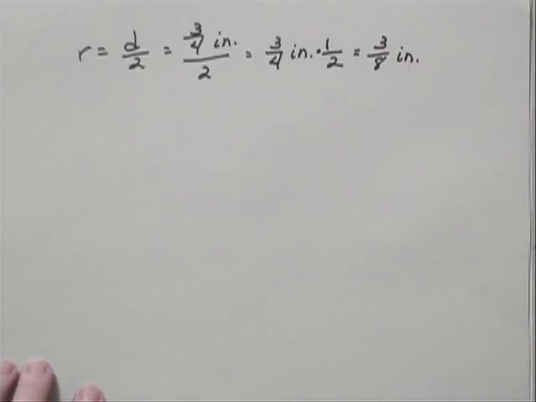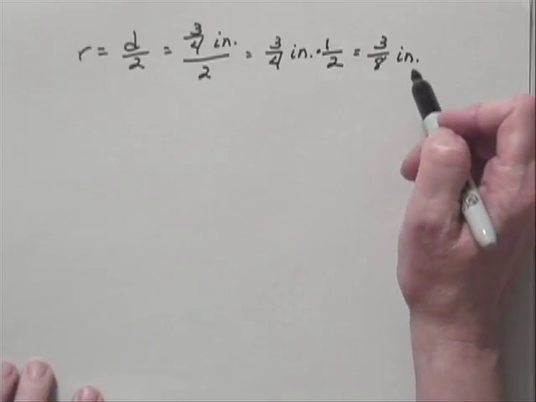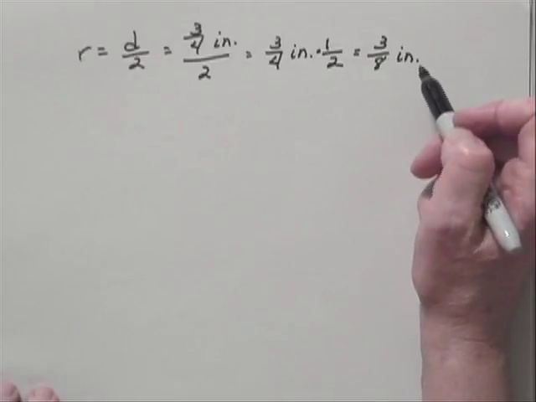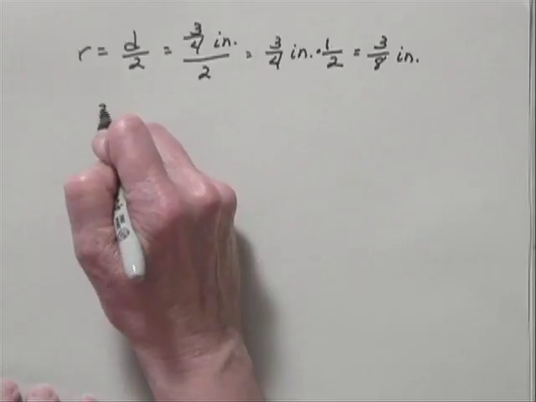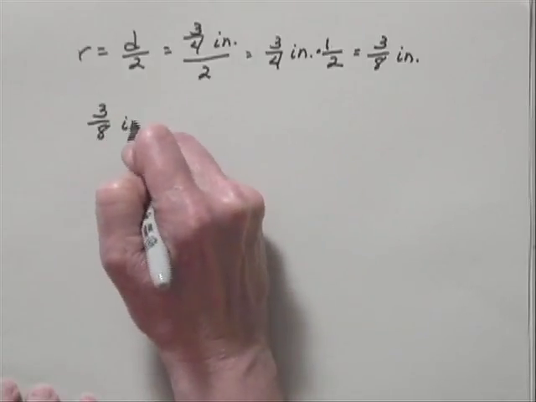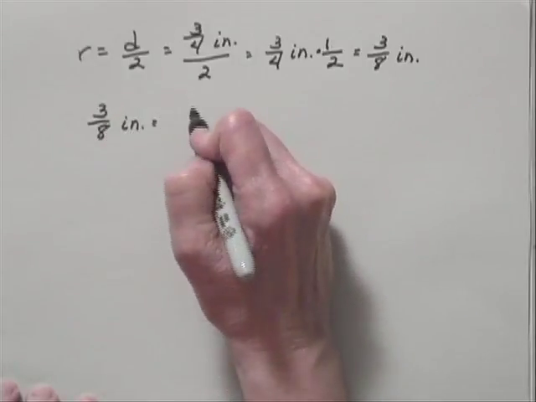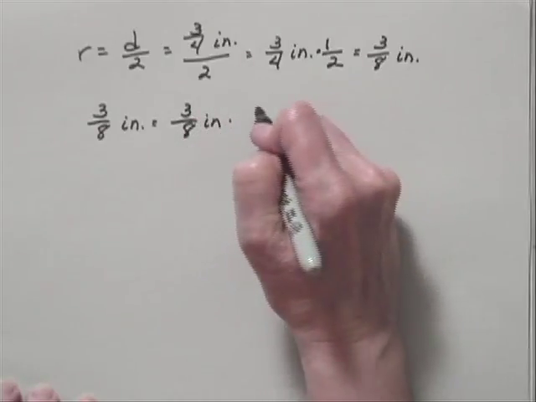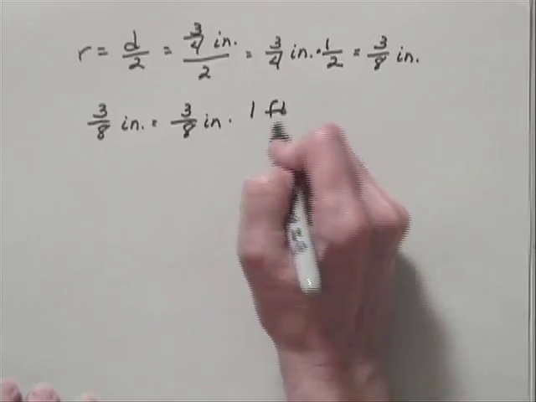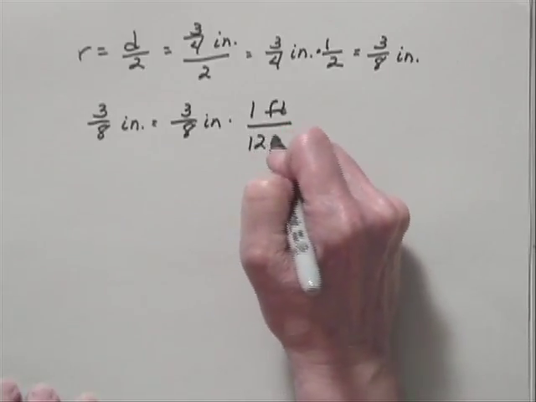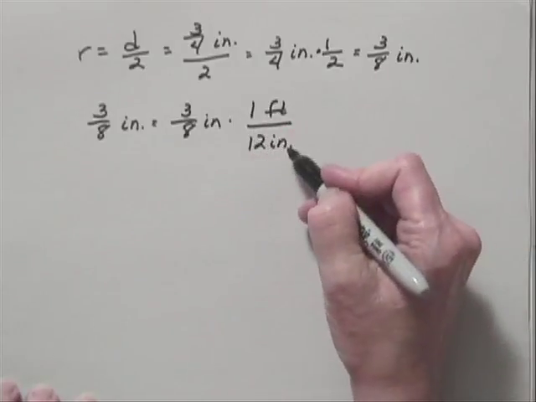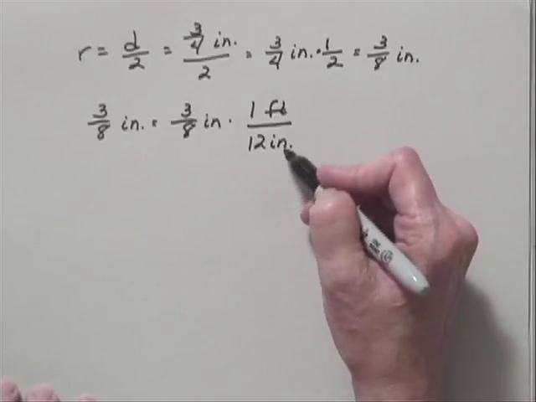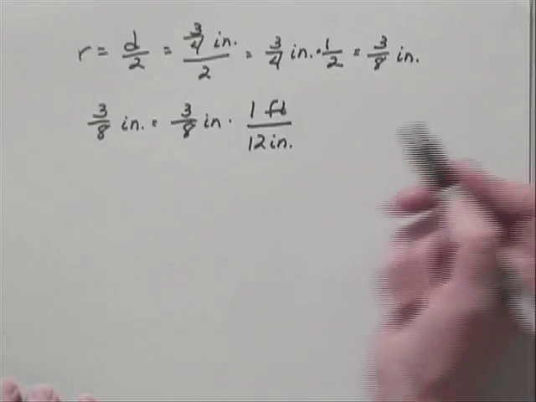Now we want to give the answer in cubic feet, and this dimension is in inches, so we now need to convert this to feet. We say that 3/8 inch is equal to 3/8 inch times, and I'm going to write 1 in the form of 1 foot over 12 inches. 1 foot is equal to 12 inches, so these represent the same measure, and that's a form of 1.